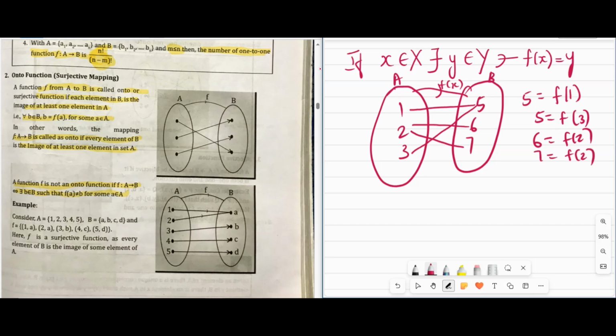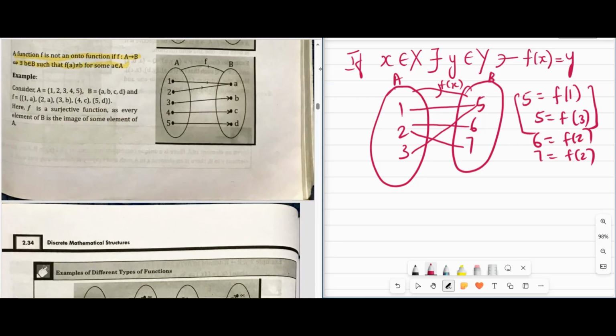So every element of a codomain has a pre-image. It can have one and it can have more than one pre-image. So every element of the codomain has a pre-image. Therefore, it is an onto function. Okay, so for example, how to prove this?